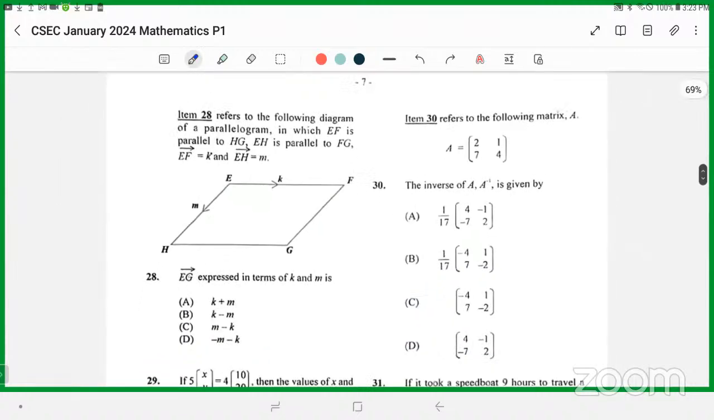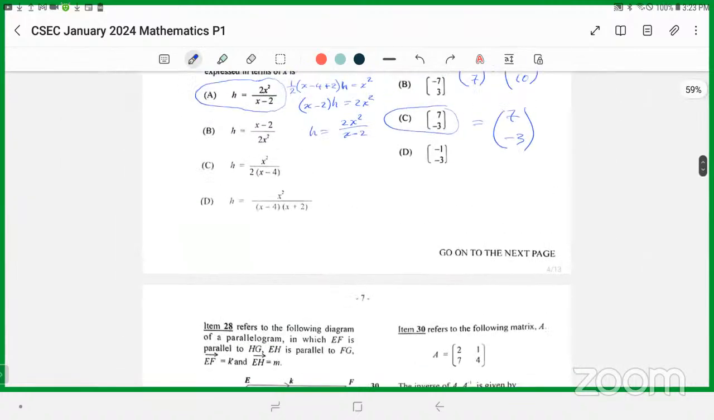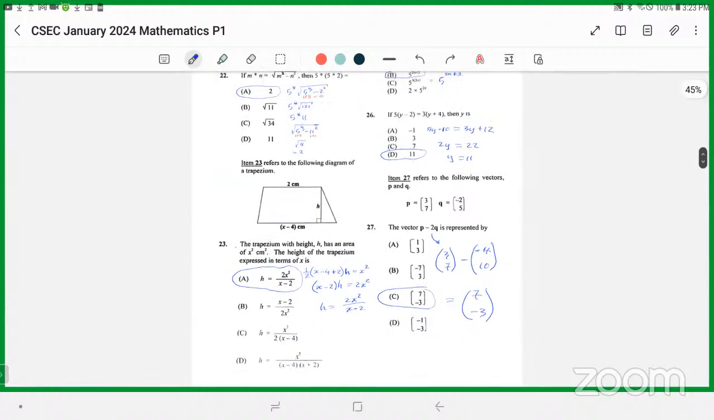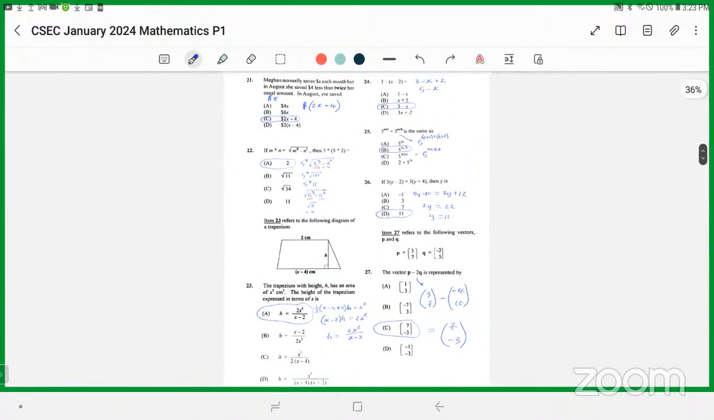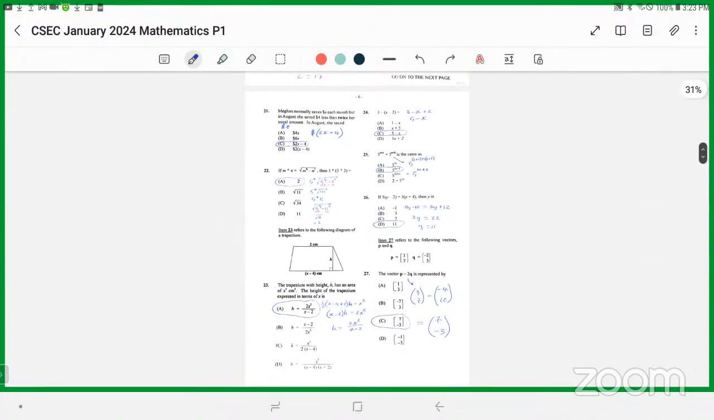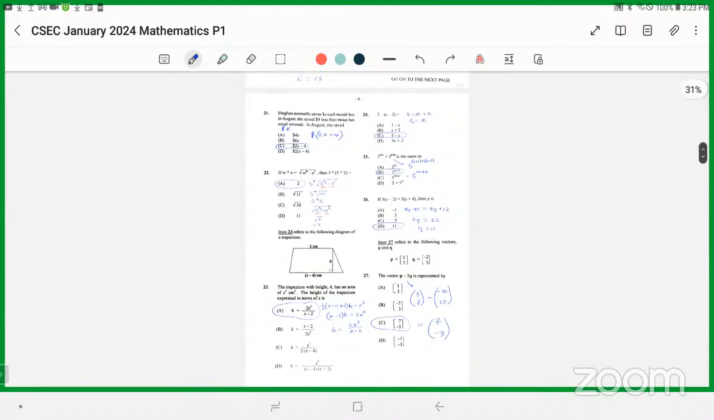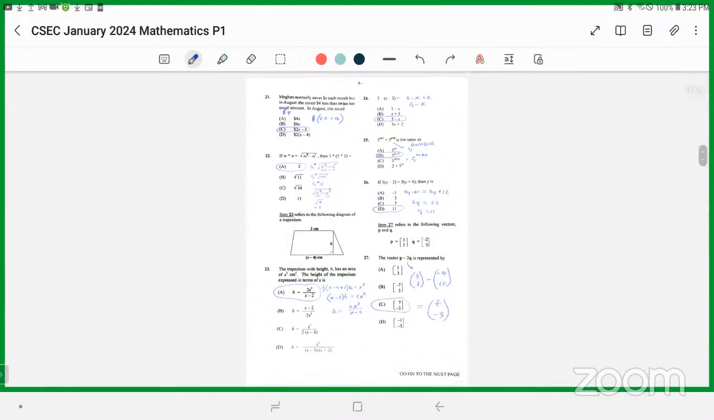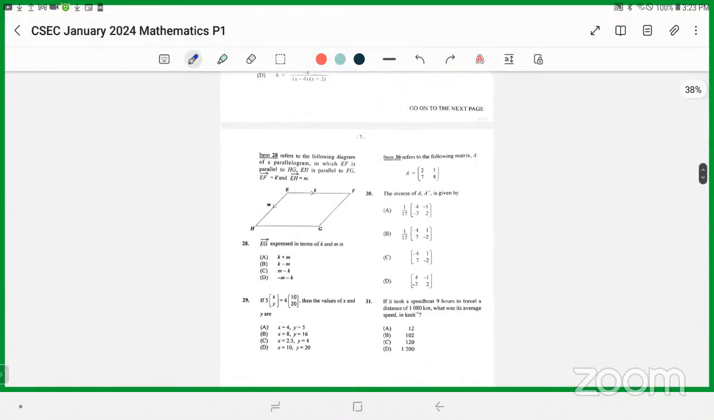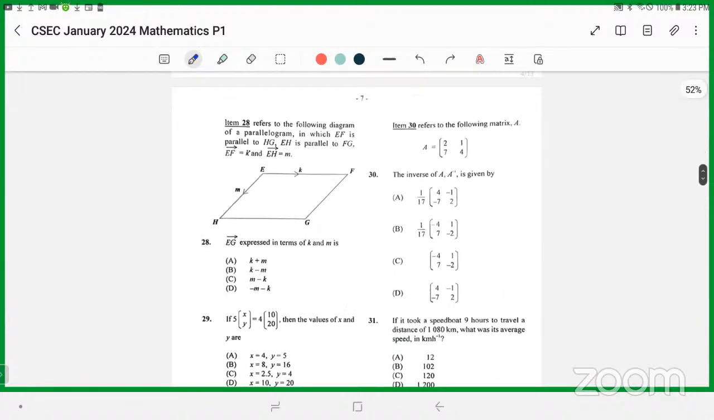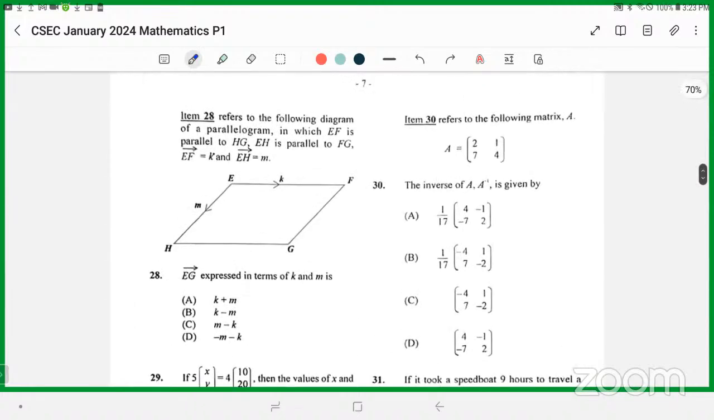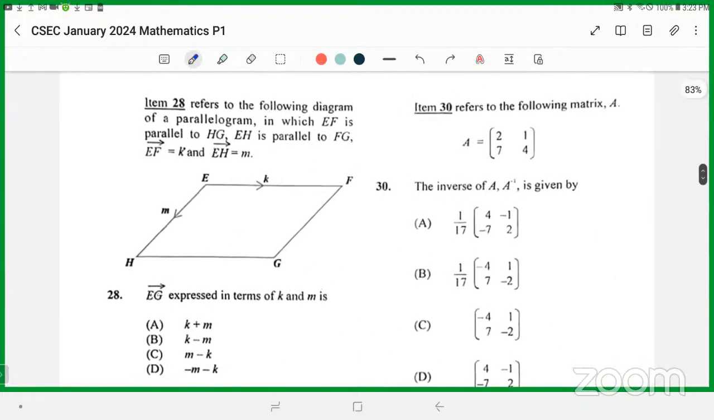So I think we're going into vectors now. So that was our vectors question. So we just did a couple of algebra questions there. 1, 2, 3, 4, 5, 6. So the paper is split up into 6, 6, 6, 6 on average. So we're going into vectors now. And vectors and matrices, I don't know.